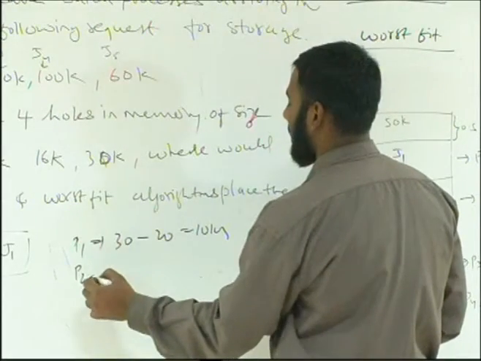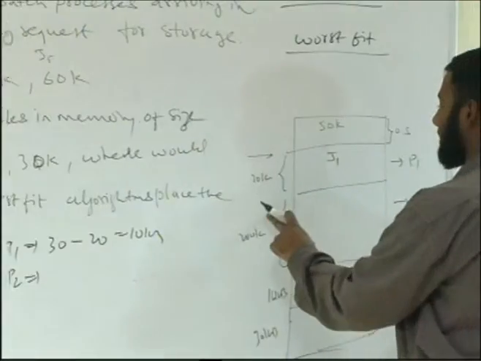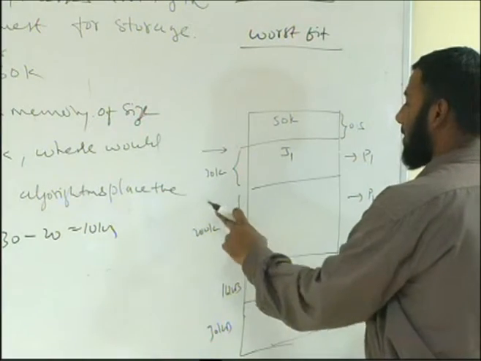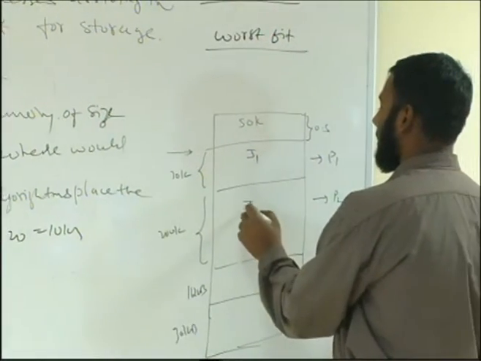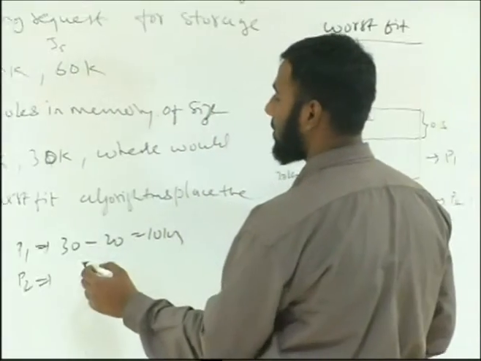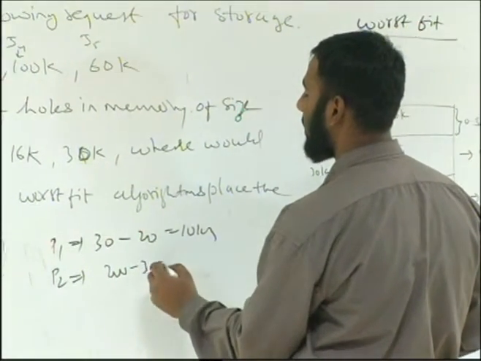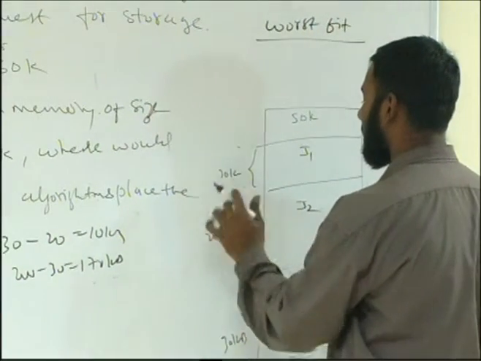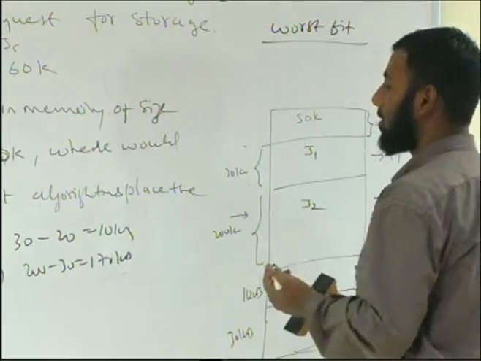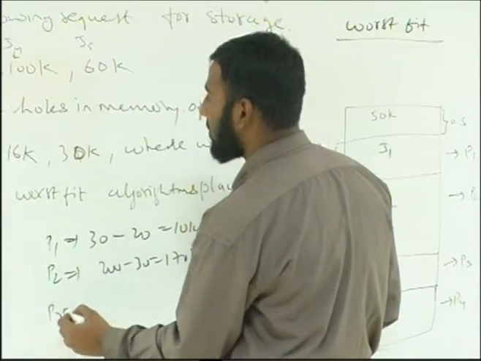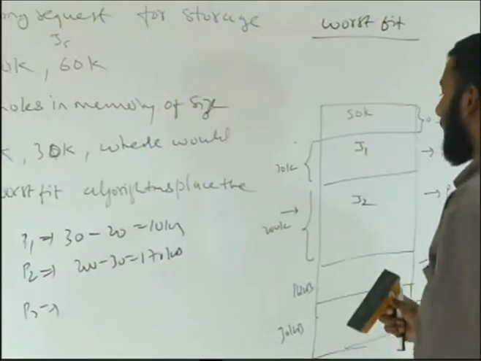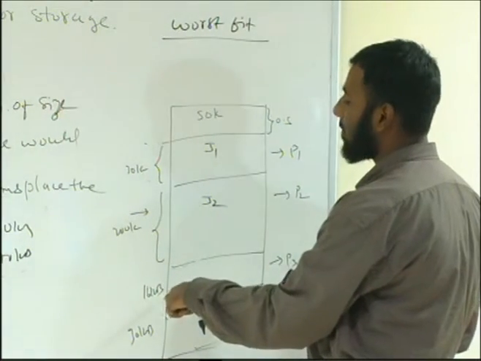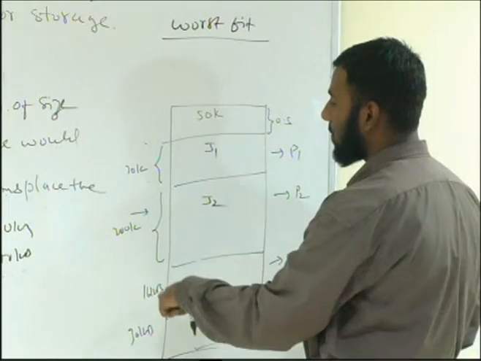When job J2 comes, what happens here? J2 again will be allocated here, okay, because the condition is satisfied. So 200 minus 30 gives 170 kilobytes. Now this will be the last allocated block. Now when process P3 comes, the size of this is 10 kilobytes. So again it doesn't scan from the beginning, but it starts scanning from here itself.